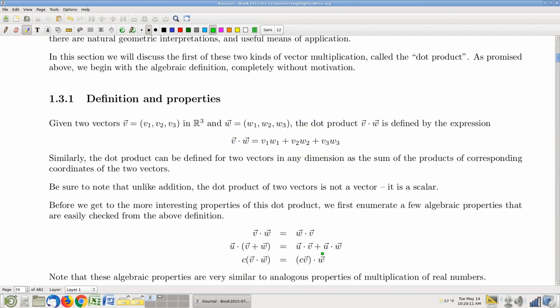Here's the definition. I'm going to define this in R3. If you have a vector V and a vector W in R3, then that little formula right there is the definition of this thing called the dot product.